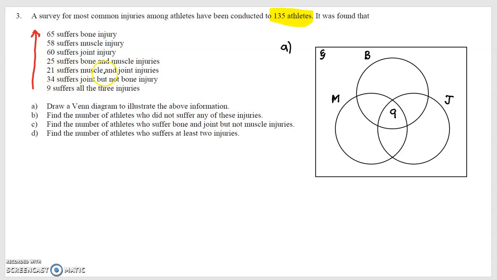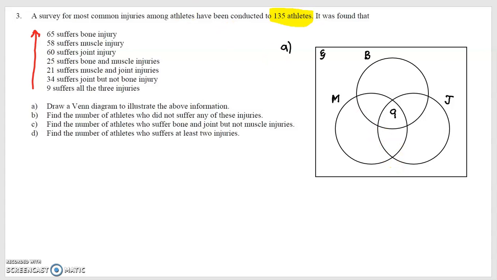21 suffer muscle and joint injuries. Muscle and joint. Sini muscle, sini joint. So kawasan dia sinilah. So the area is here. How many? 21. Sini dah ada 9 dah.